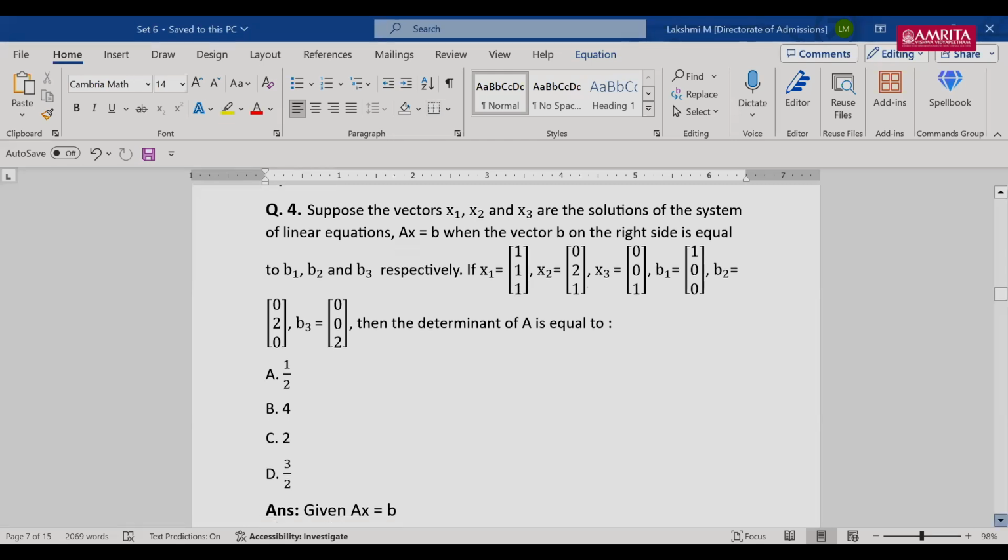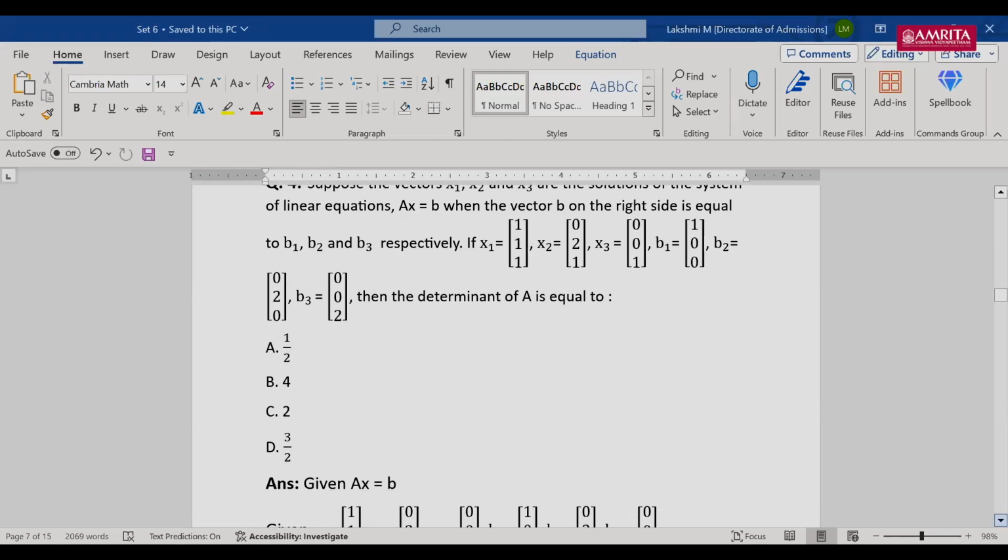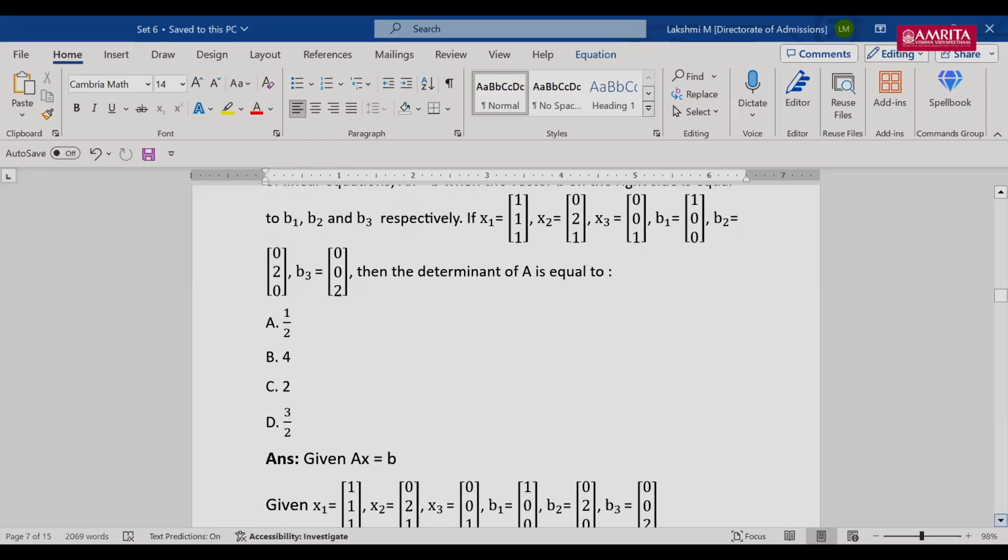Yes. So it's x1, x2, x3, it's 3, b1, b2, b3. So this is 1 into 3, 1 into 3. So that will be 3 by 3. That's how.